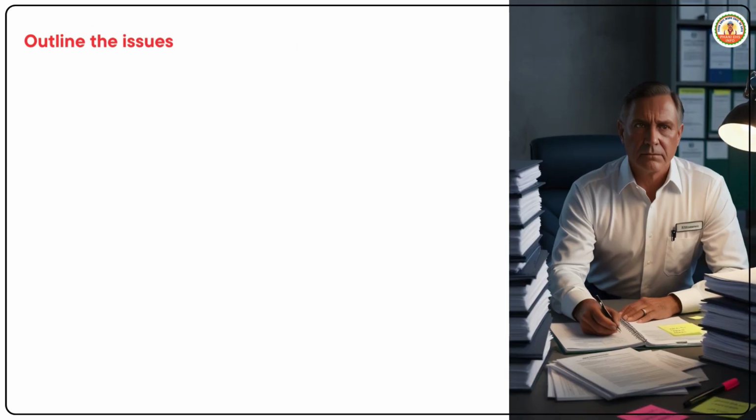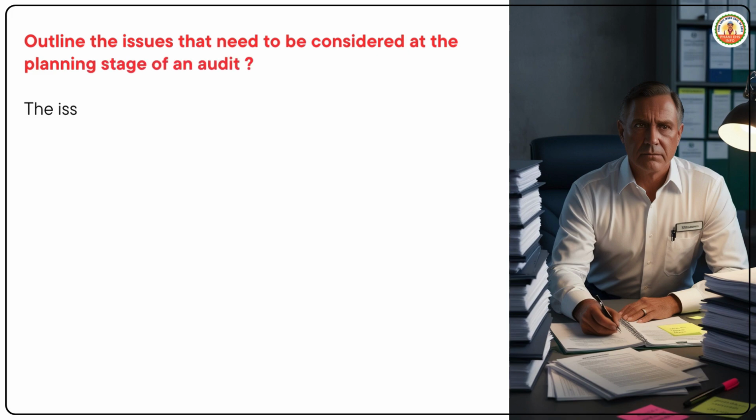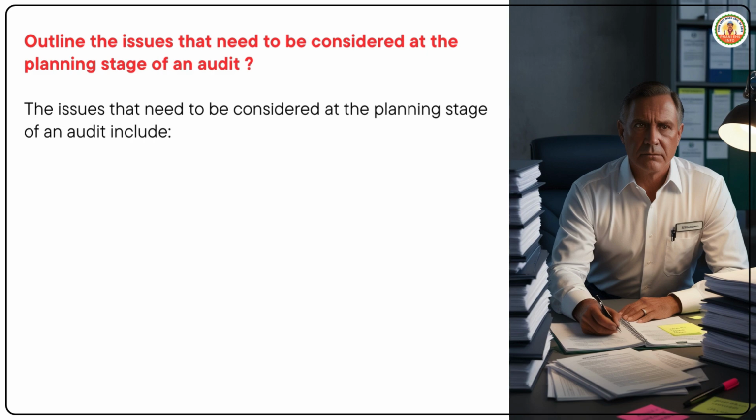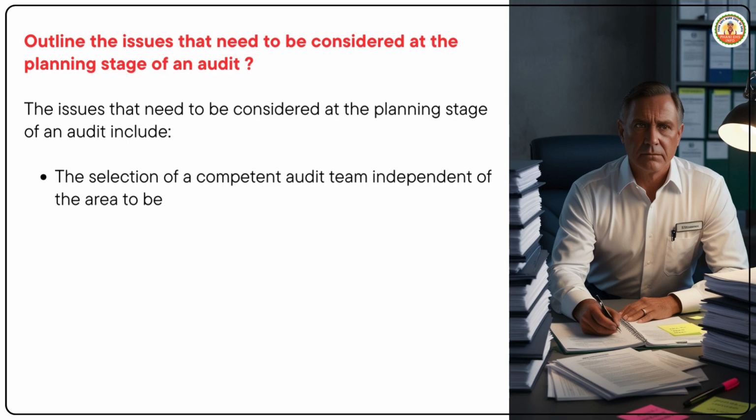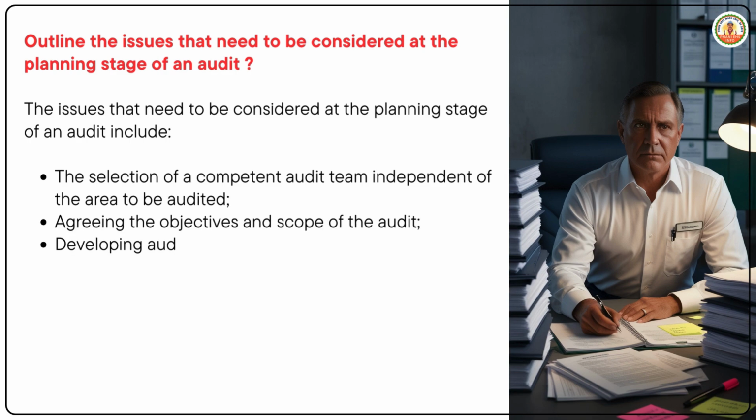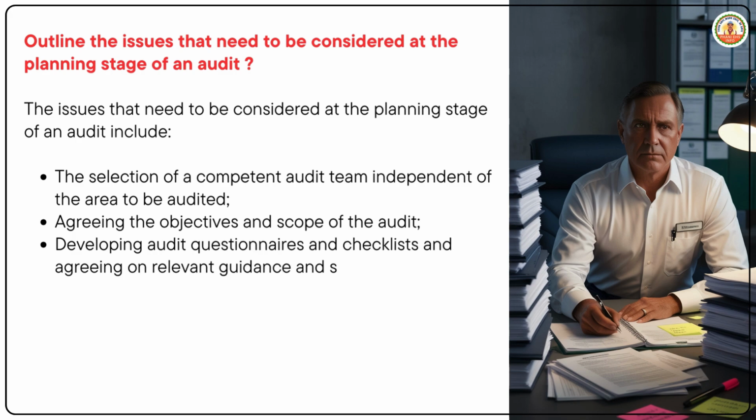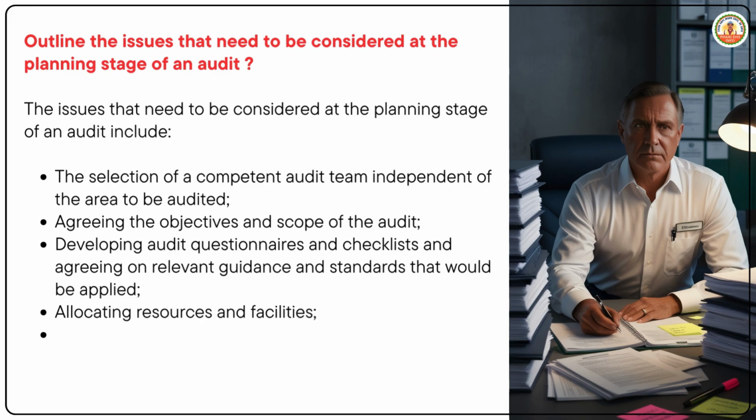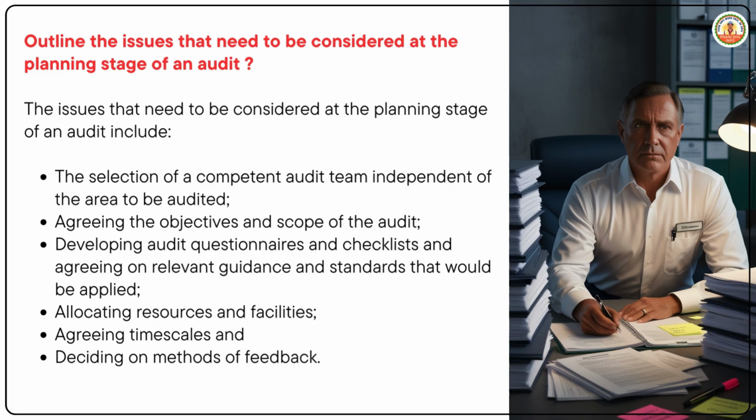Outline the issues that need to be considered at the planning stage of an audit. The issues that need to be considered at the planning stage of an audit include the selection of a competent audit team independent of the area to be audited, agreeing the objectives and scope of the audit, developing audit questionnaires and checklists and agreeing on relevant guidance and standards that would be applied, allocating resources and facilities, agreeing timescales and deciding on methods of feedback.